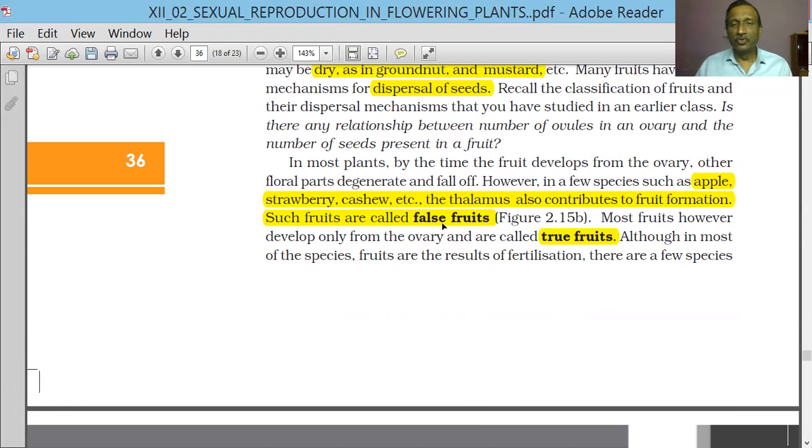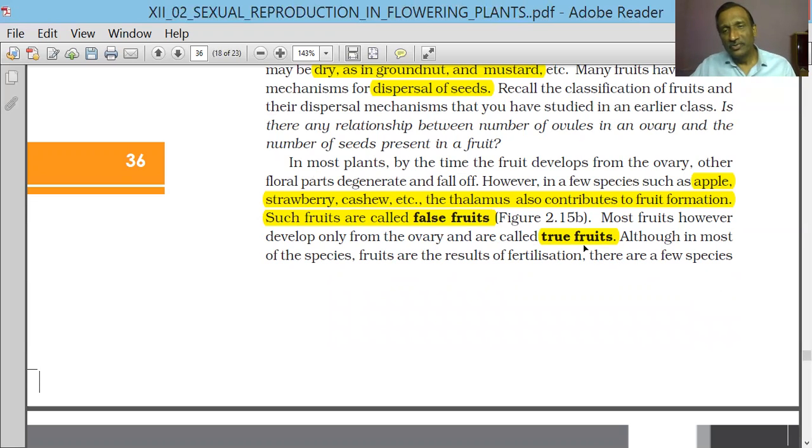Okay. Now the fruits are of two types. That is, when the fruits are developed truly from the ovary, it is called true fruit. But if the fruit is developed from any other part than the ovary, then it is called false fruit. So apples, strawberry, cashew nuts are those fruits which are developed from other parts, maybe receptacle, maybe some other part, unko sab ko hum false fruit kahenge. Remember, apple is not a true fruit, it is a false fruit.